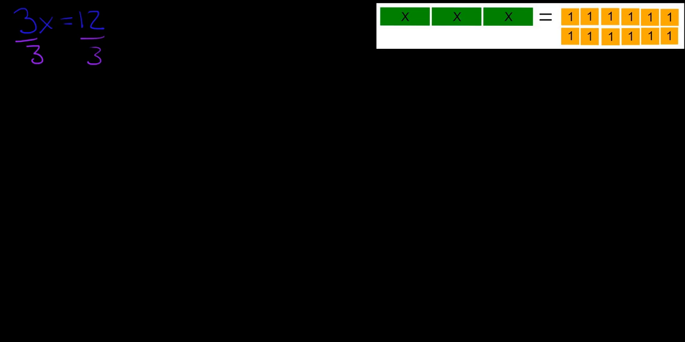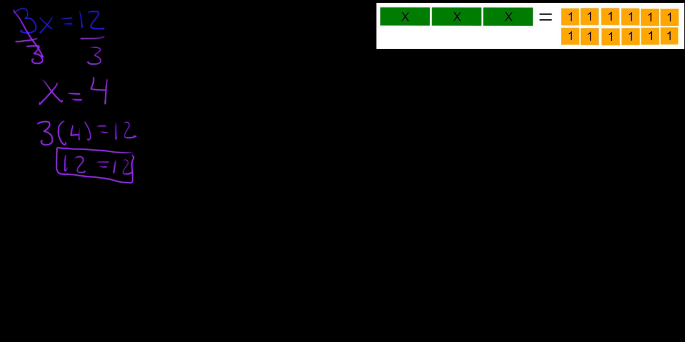The inverse operation of multiplication is division. So I'm going to go ahead and divide by 3. So 12 divided by 3 is going to be equal to 4. And it works because if I go ahead and plug in, 3 times 4 is going to be equal to 12. 3 times 4 is 12. 12 equals 12, so our equation is balanced out.